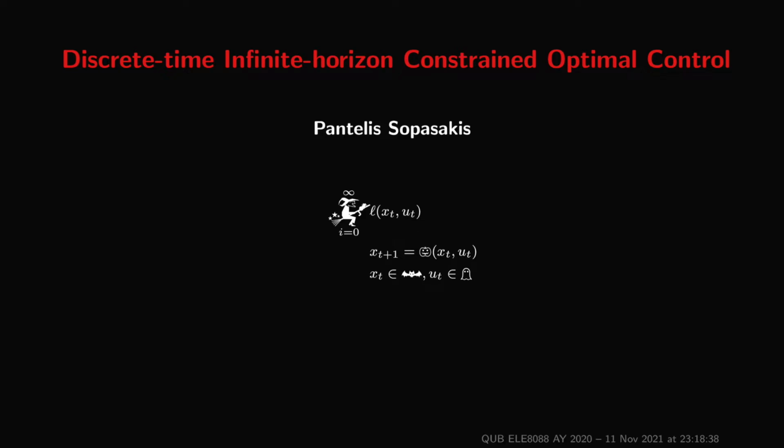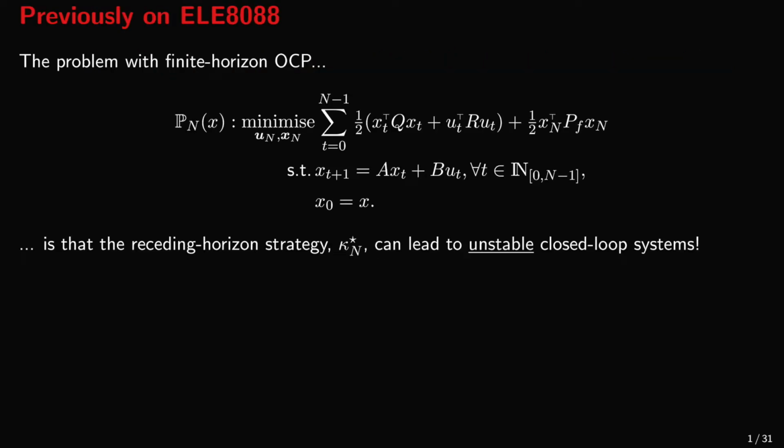Hello and welcome to this video lecture on infinite horizon constrained optimal control. Before we start, I would like to remind you that we know of a bunch of ways to solve finite horizon linear-quadratic optimal control problems, but the problem is that the receding horizon control strategy kappa N star can lead to an unstable closed loop system.